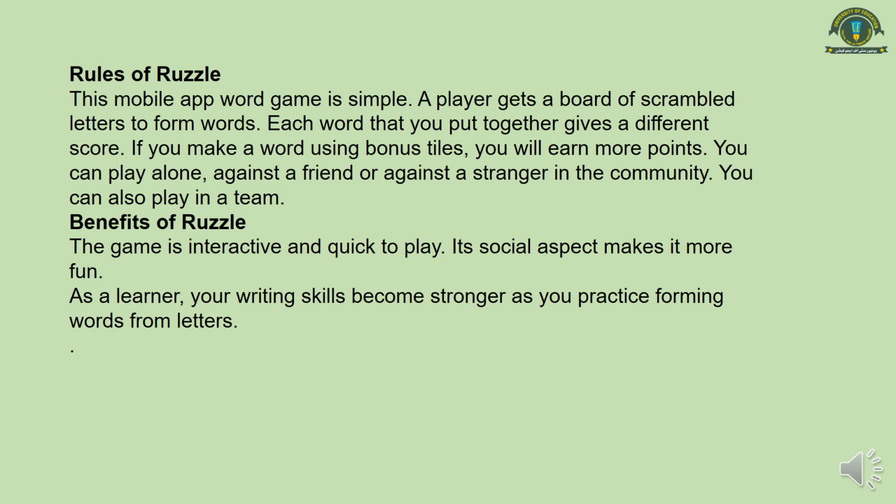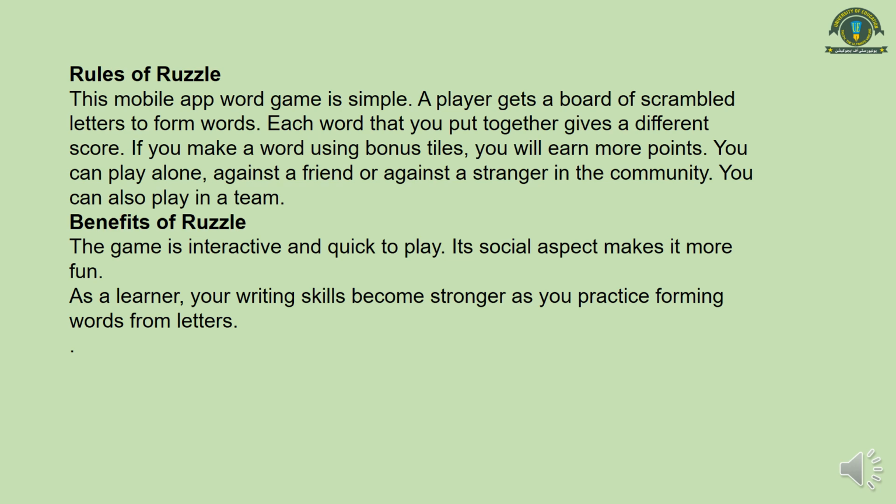So there are certain benefits of this game too. The game is interactive and quick to play. Its social aspect makes it more fun. As a learner, your writing skills become stronger as you practice forming words from letters. You will also get better at spelling out a word fast. Such an ability will be handy when, for example, you need to spell a word while texting.